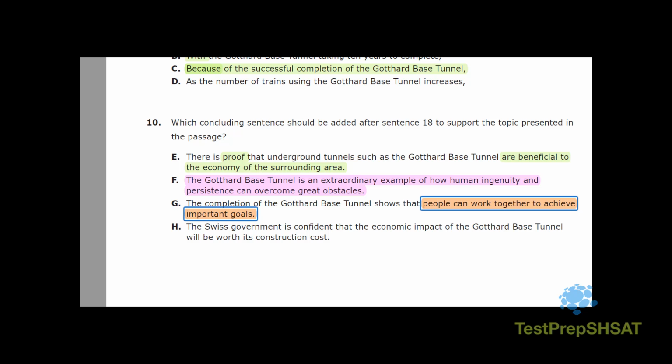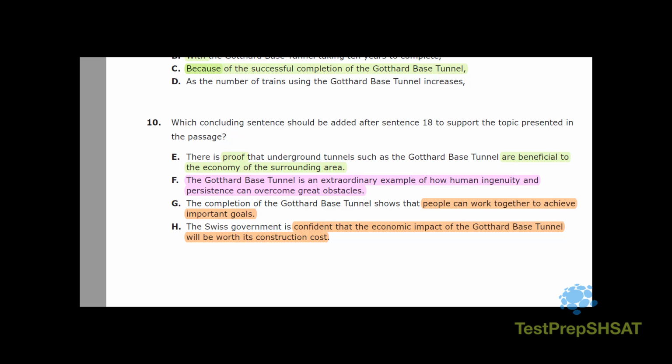H. The Swiss government is confident that the economic impact of the Goddard-based tunnel will be worth its construction cost. So this is kind of like E a little bit, right? It's good for the economy, and by the way, the Swiss government will make money on it. That is not the idea of the passage, right? It may well be true, but the passage idea is the Goddard-based tunnel solves a problem, the problem being it's difficult and timely to get across the Alps between Italy and Switzerland.